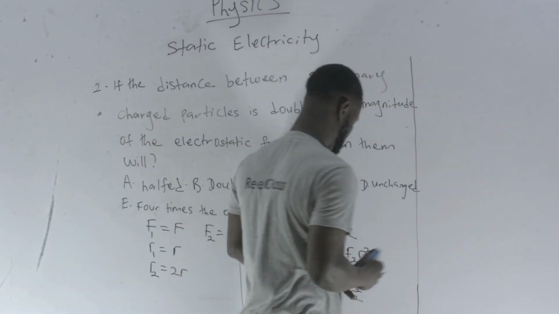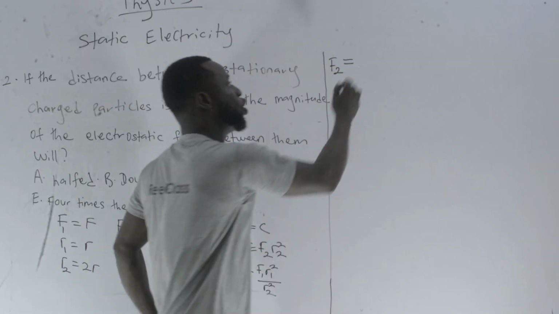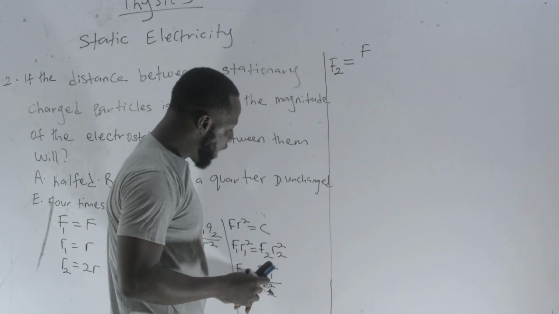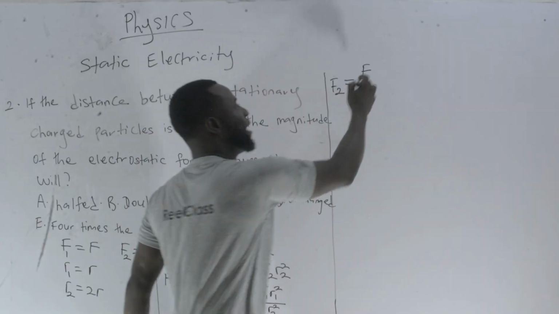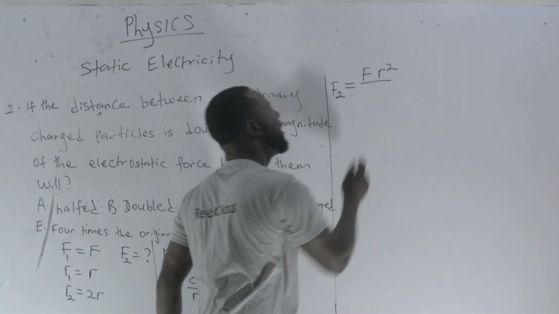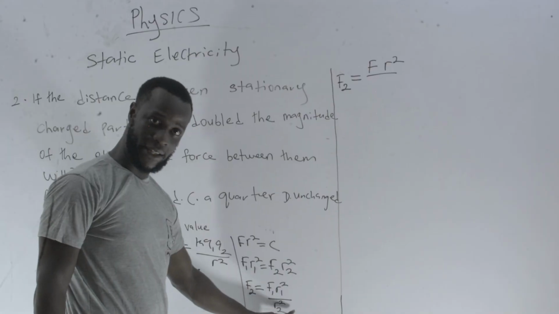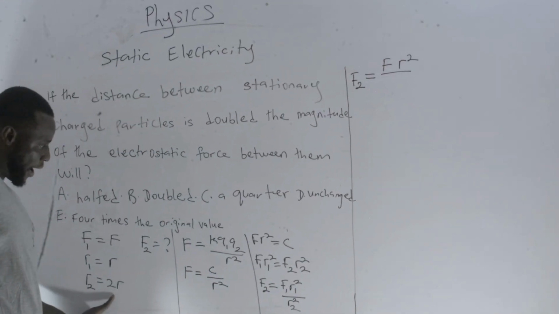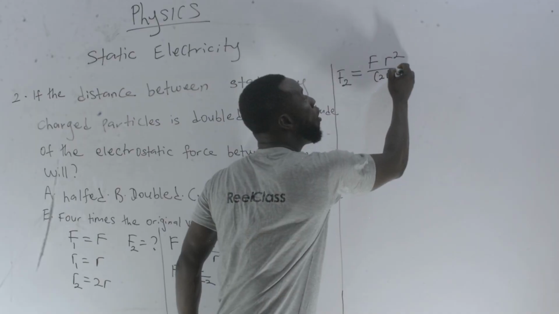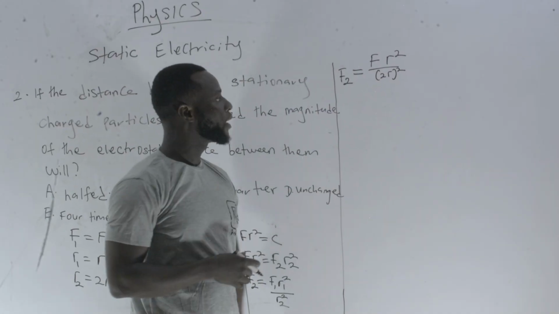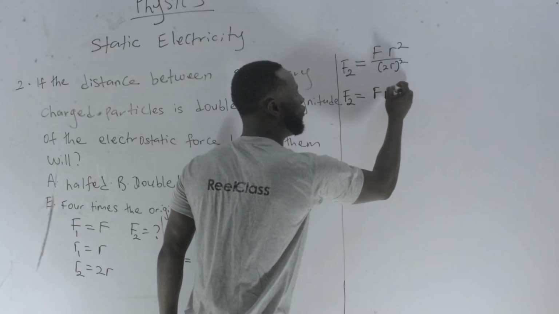Now let's move over to this side. Recall that F2 will now be equal to, our F1 is just F. Our R1 is just R, that is R1 squared here. So I'll just write R squared over. Remember that our R2 is 2R, and I'm having R2 squared here, which means I will say 2R all squared. I'm going to square everything. Now, getting to this place, I will have F2 to be equal to F R squared.